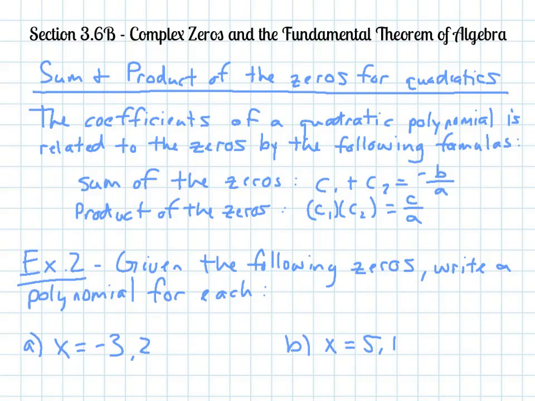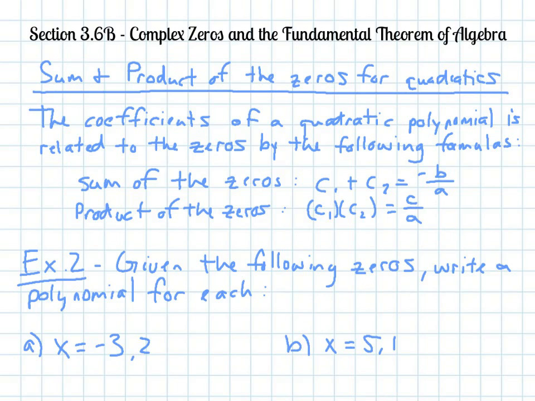Today's lesson, section 3.6b, is about complex zeros and the fundamental theorem of algebra. This is just an addition to that section: if you have the sum and product of zeros, you can make a quadratic equation. The coefficients of the quadratic polynomial are related to the zeros by the following formulas.